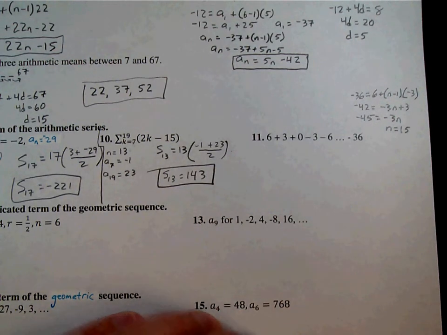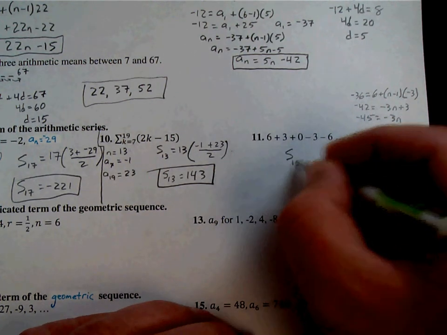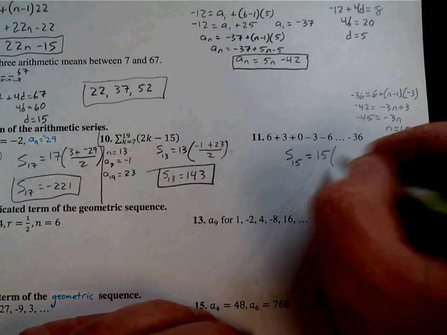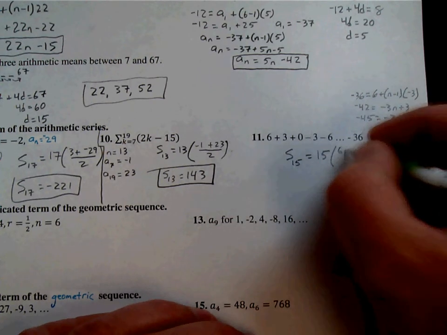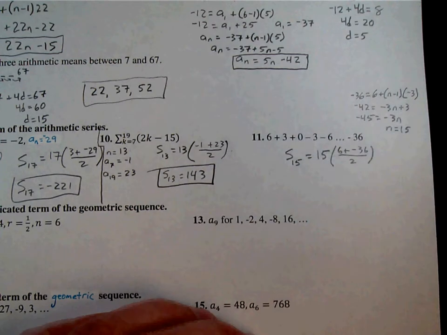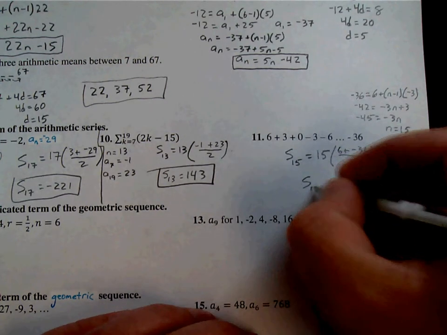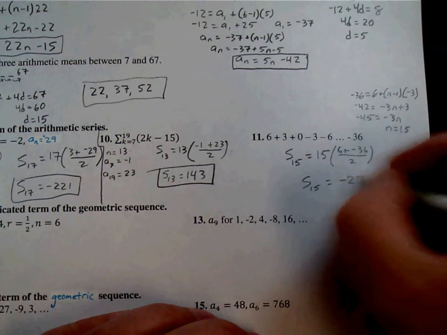And so now I know my first, last, and the n, so I can use my formula. So the sum of these 15 terms is equal to 15 times the average of the first and the last. 6 and negative 36 makes negative 30. Half of that is negative 15. 15 times negative 15 is negative 225.